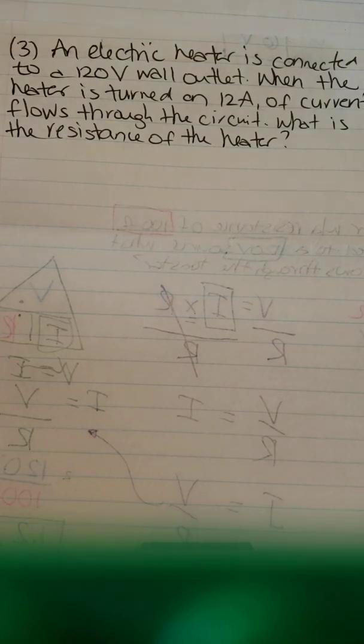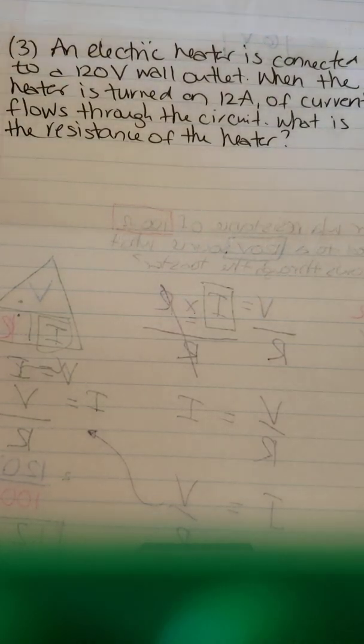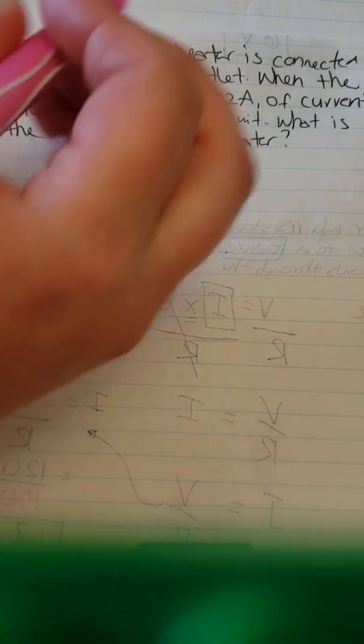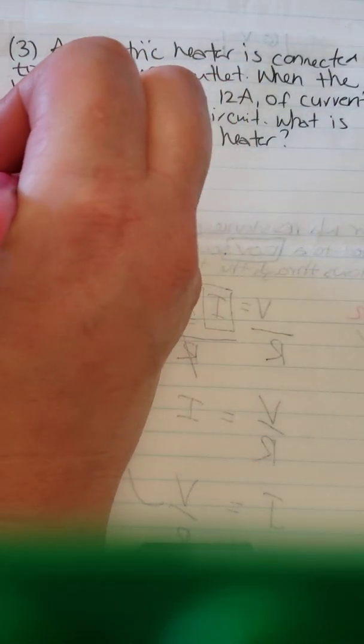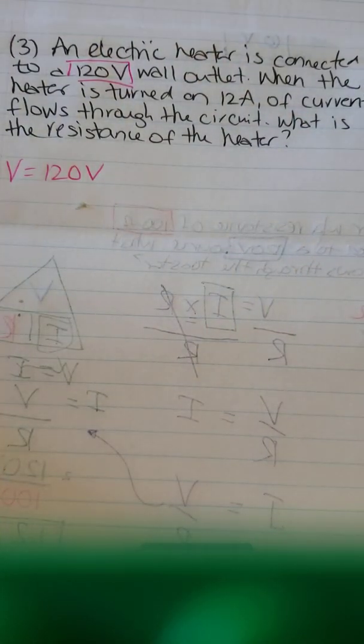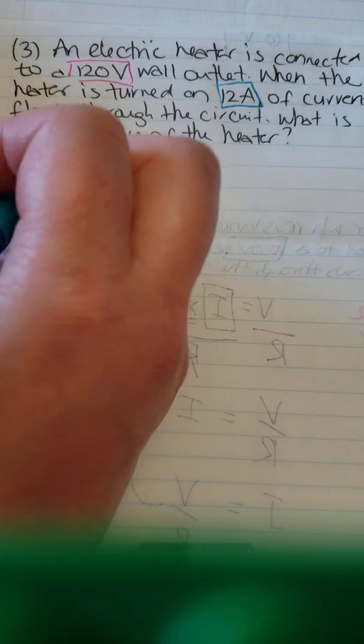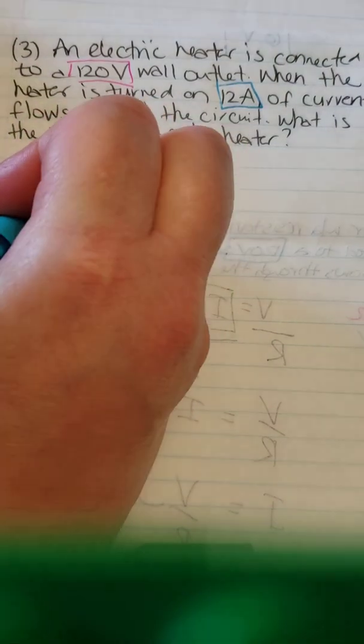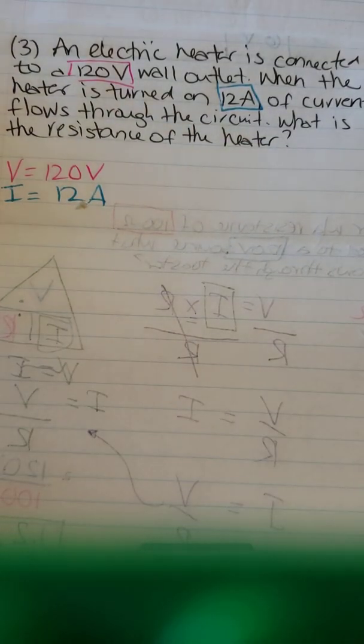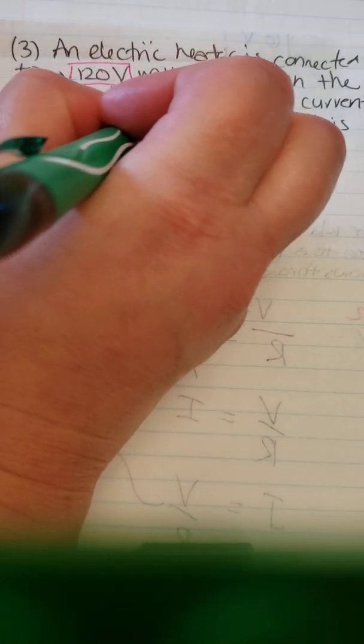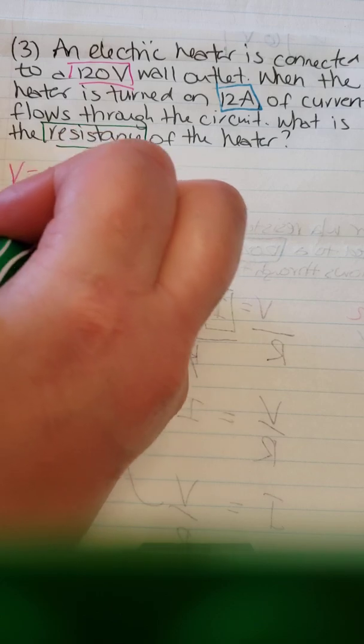We're going to look at, it says, an electric heater is connected to 120 volts. So I'm going to box that 120 volts. Remember, volts is voltage. So it's 120 volts. Wall outlet. When the heater is turned on, 12 amps. So I'm going to box that 12 amps. Remember, current is I, and it's 12 amps. It says, what is the resistance? So resistance right here, I'm looking for my R is question mark.